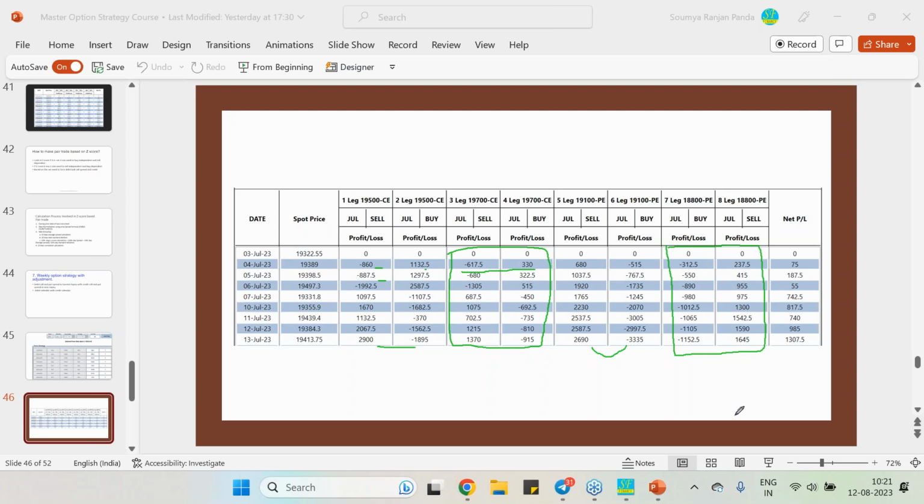Hardly it requires 67 to 70,000. So 67,000 worth of investment you did, hardly 8 days you invested, and the maximum gone to the 1,300 or 1,400 rupees range. So that is good money. 1,400 rupees gain you have gone in this.